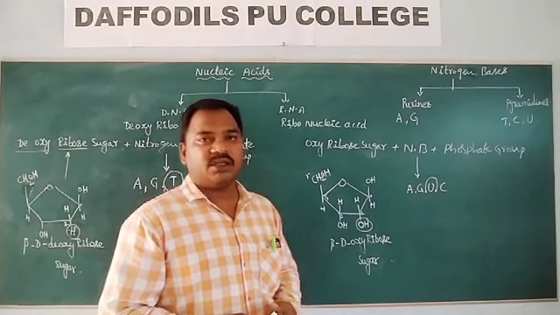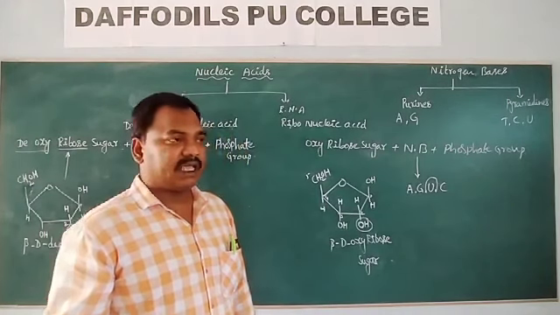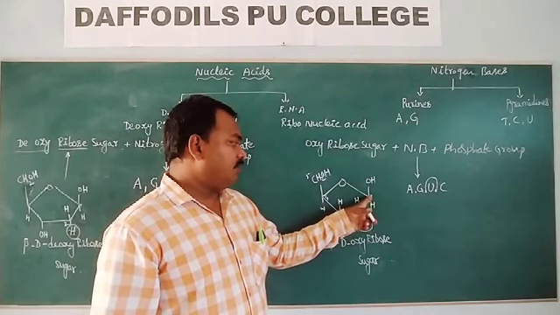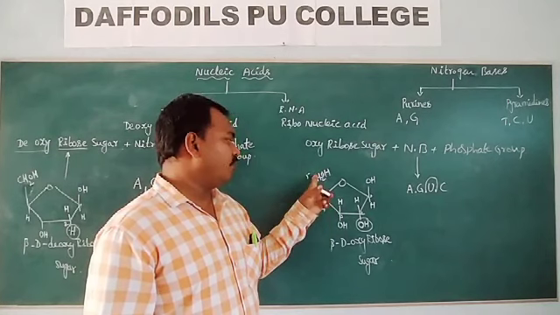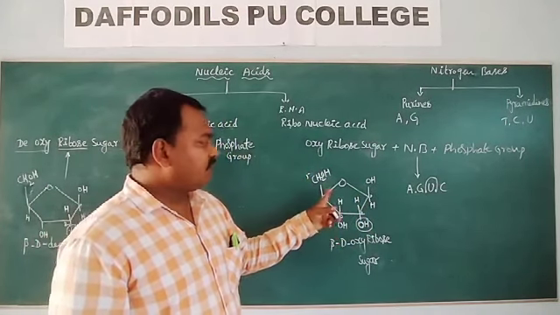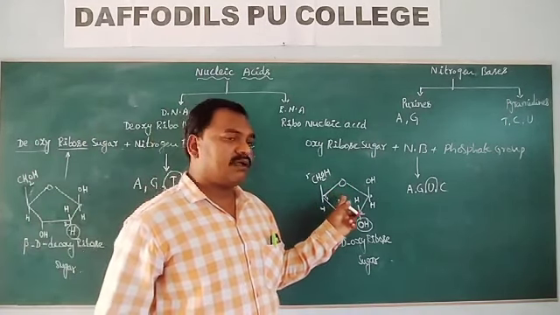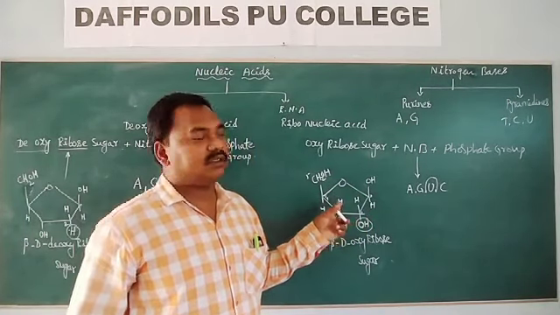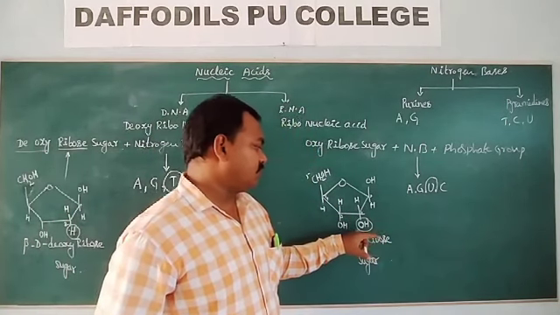A carbohydrate having 5 carbons is the ribose sugar. Here, how many carbons are there? 5: 1, 2, 3, 4, 5. These 5 carbons having ribose sugar is written in the cyclic furanose form.